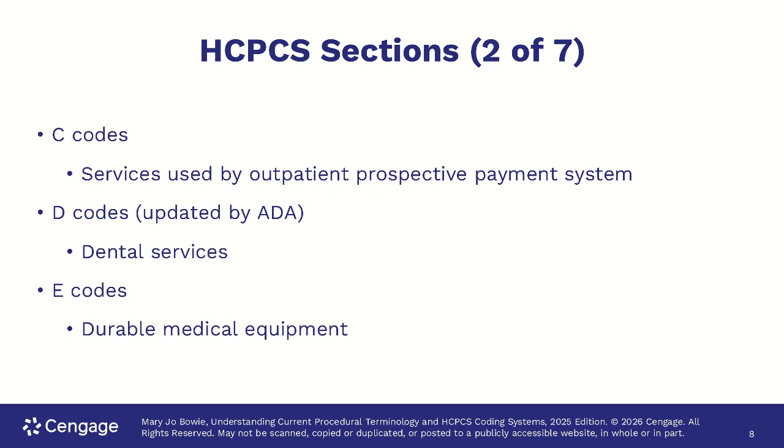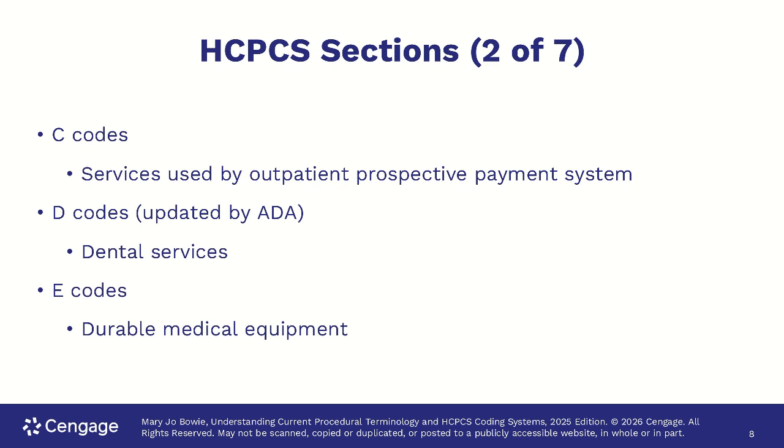All right, next up we have our C codes. This is for hospital outpatient prospective payment system. You know what PPS is. These codes are for technical services only and may be reported by non OPPS hospitals, critical access hospitals, Indian hospitals. They got a whole list.